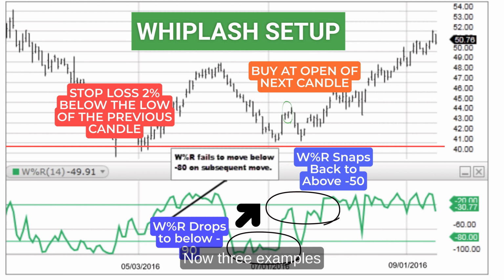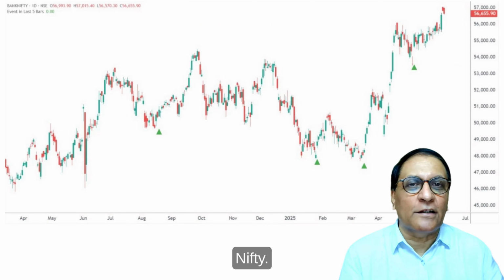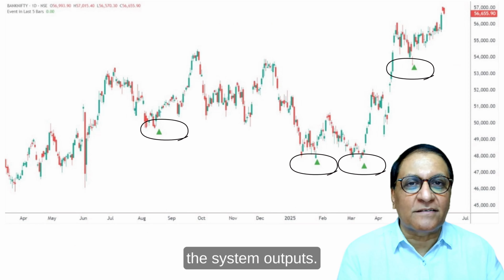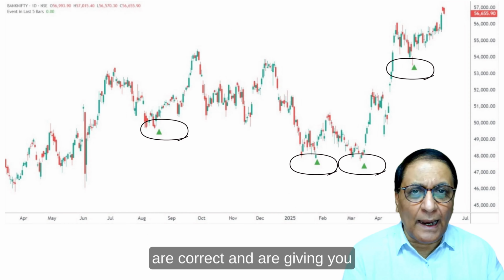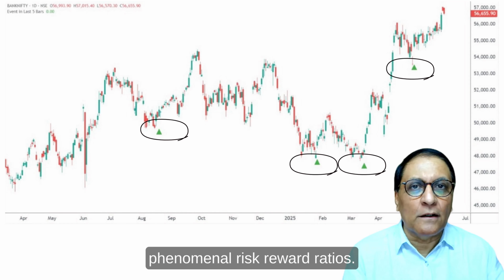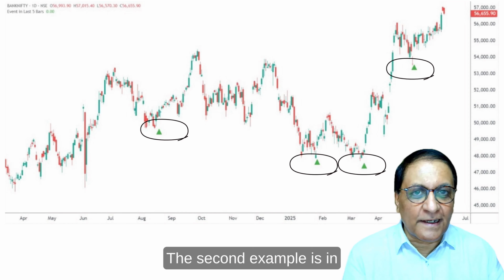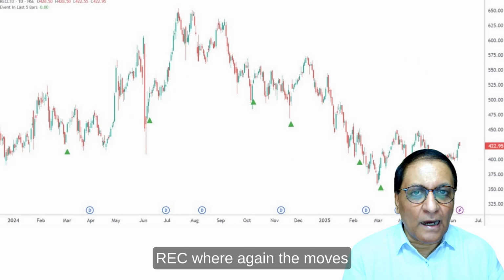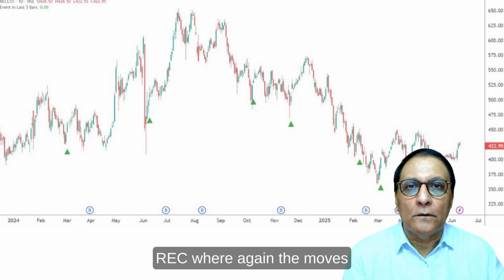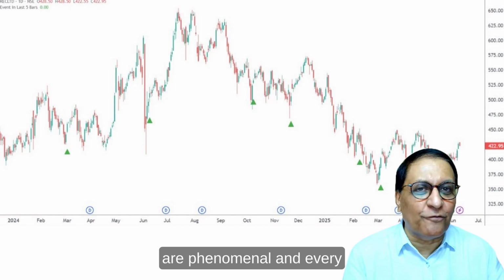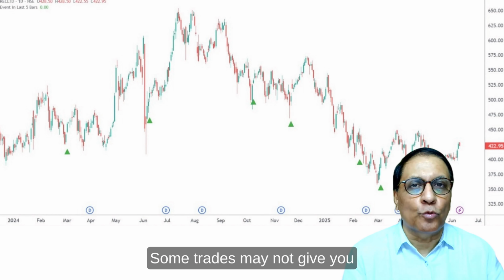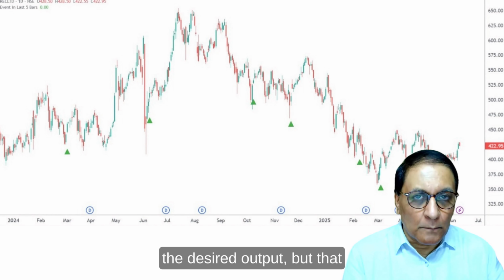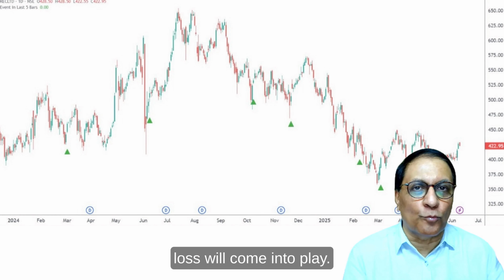Now, three examples of such moves. The first example is in the Bank Nifty. The green arrows represent the system outputs. As you can see, all the trades are correct and are giving you phenomenal risk reward ratios. The second example is in REC, where again the moves are phenomenal and every single trade is correct.